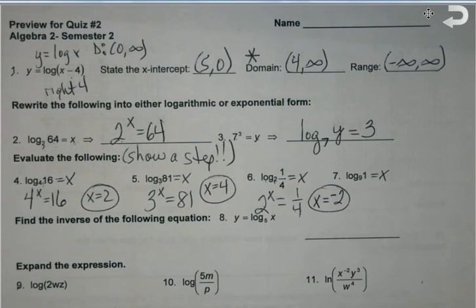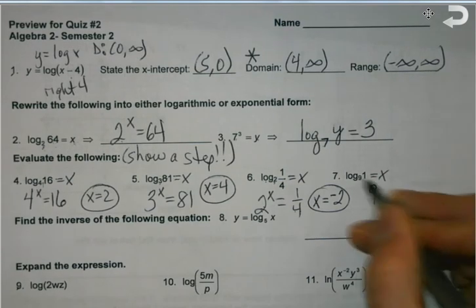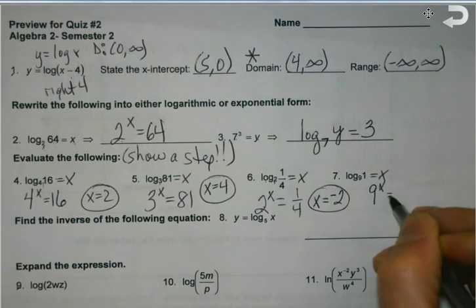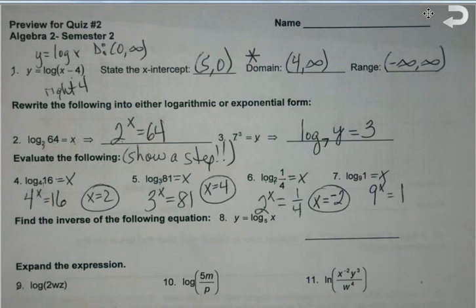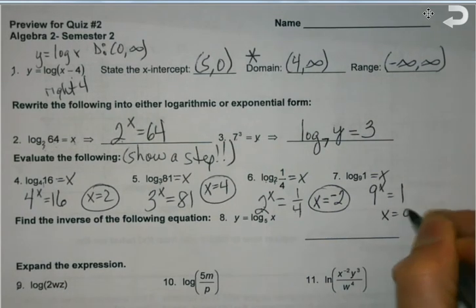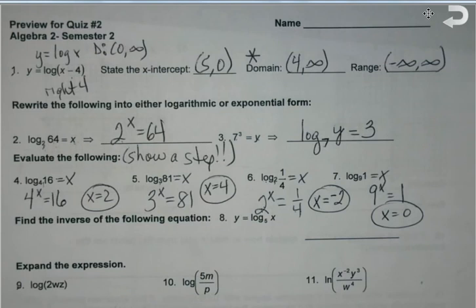Same deal going with 7. 9 to the x equals 1. Now I hope we'd know this one. Anything to the 0 power gets me to 1. But again, in case of panic, log 1 divided by log 9 with your change of base gets you there. Okay, same idea. As long as you can show me this, we're good. Any issues so far?